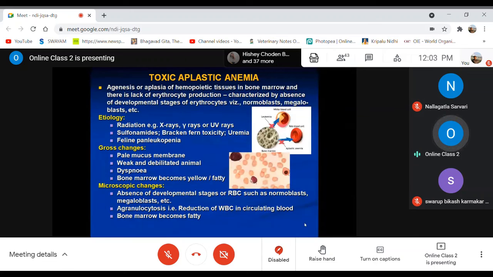This is about toxic aplastic anemia, due to toxicity, or sometimes radiation, or some virus, particularly the feline panleukopenia virus. In the feline species, it suppresses the production of RBCs.